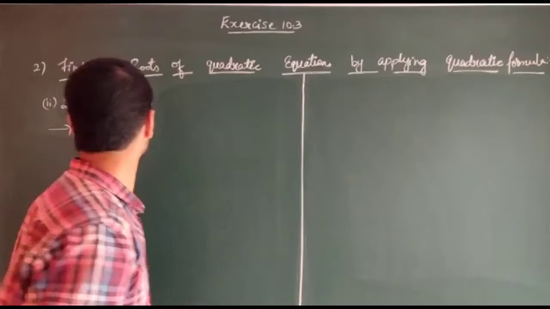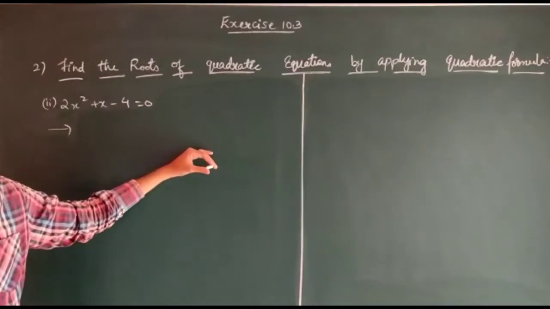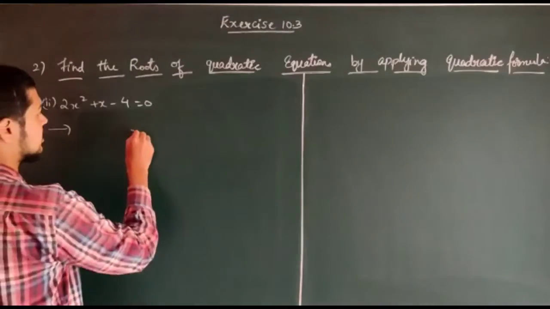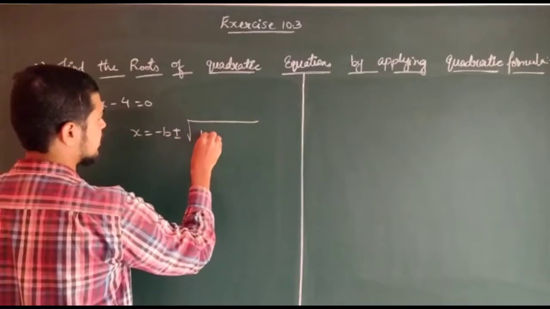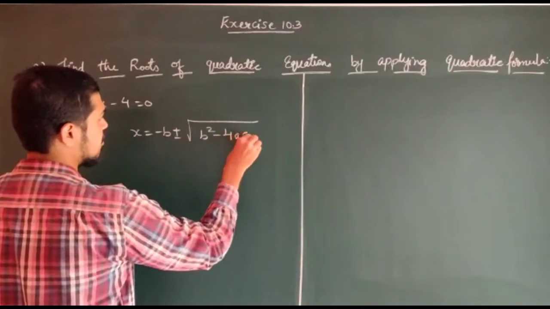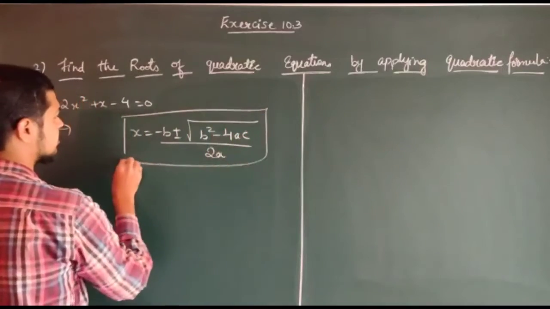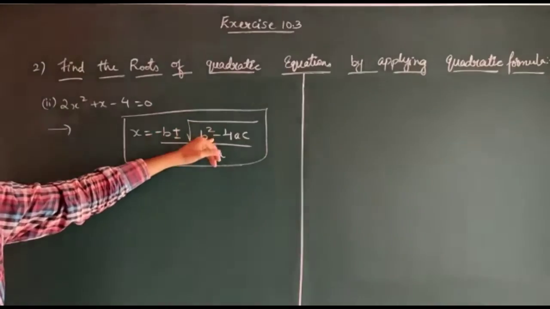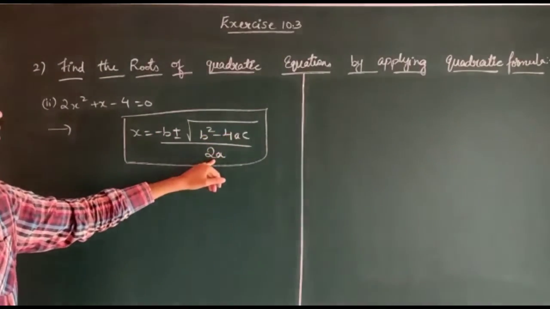Yes, let us try solving the quadratic equation by formula method. Now let me write down the formula first. The formula here is x is equal to minus b plus or minus root of b square minus 4ac by 2a. This is the quadratic formula.